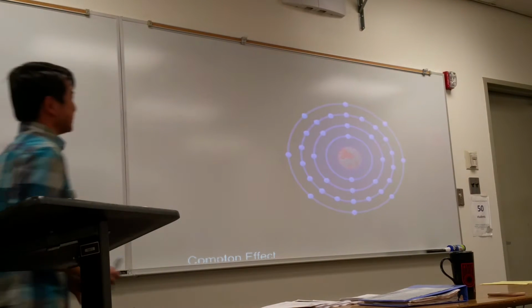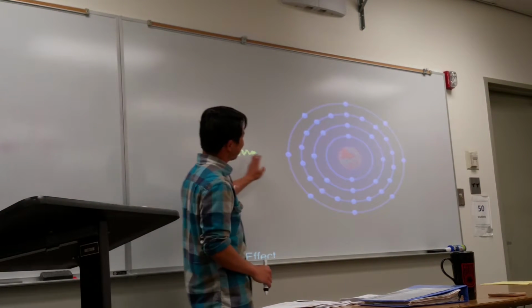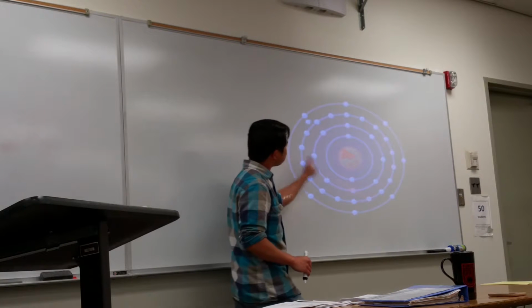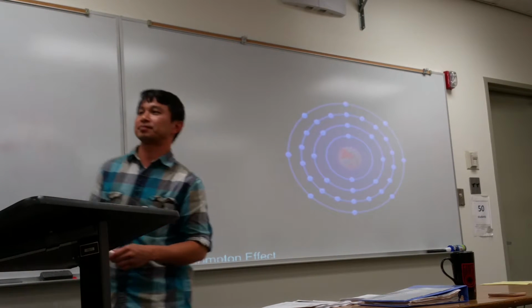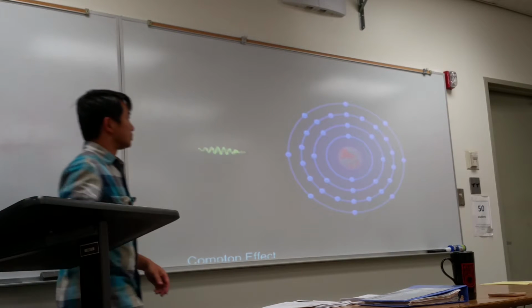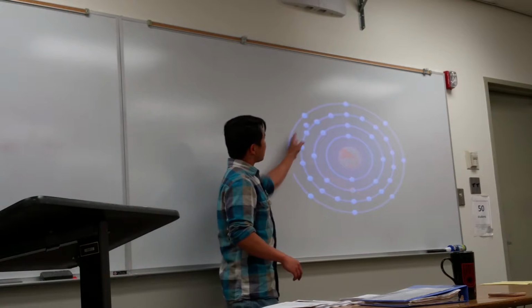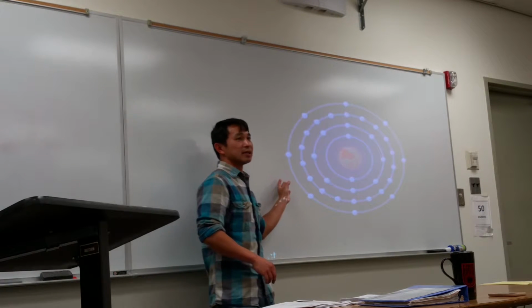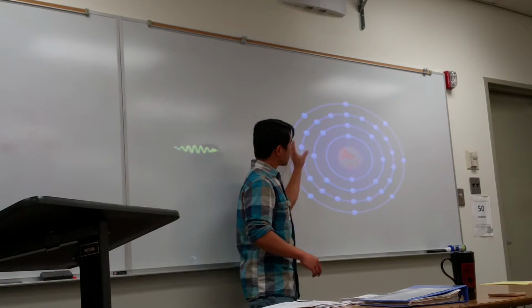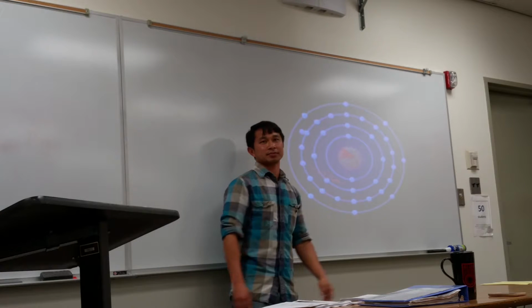Alright, so here's Compton. Not that many electrons, and here's Compton. It's going to interact with the outer shell. The outer shell absorbs the energy, has too much energy, and then escapes. As it escapes, it reduces the energy of the scatter. Okay.